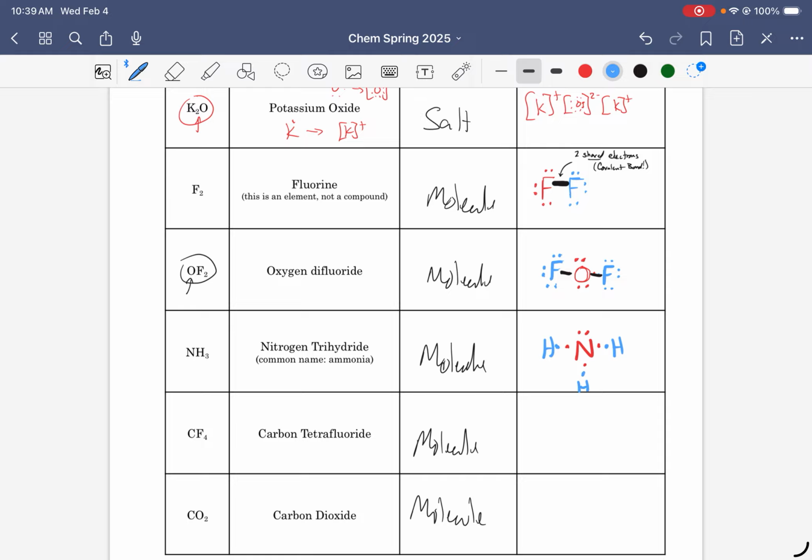Okay. And then finally, we're going to do carbon dioxide. Carbon dioxide is going to do something a little bit new. So hopefully when you got to this one, you probably got a little bit stuck. If you got to this without help, you are amazing. All right, so carbon. Carbon goes in the middle. 4 valence electrons. I have 2 oxygens. So I'm going to pair this one up. 1, 2, 3, 4, 5, 6. Do the same thing on the other side.